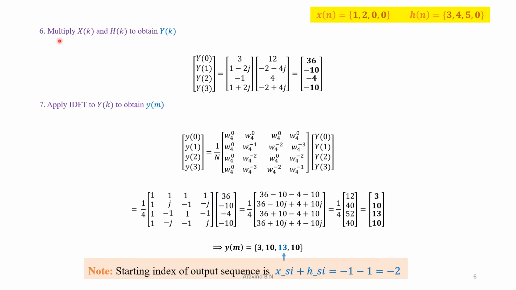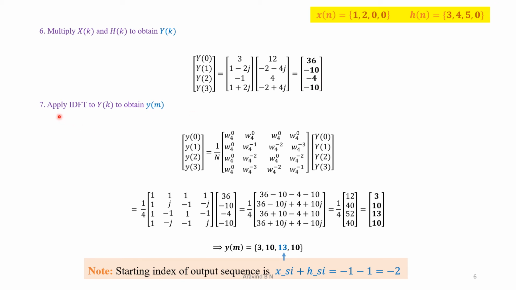The next step, multiply x of k and h of k to obtain y of k. So this is x of k and this is h of k. We are going to multiply them position by position, or we can say the dot product. So after multiplication we are going to get this answer. So 36, minus 10, minus 4, minus 10.